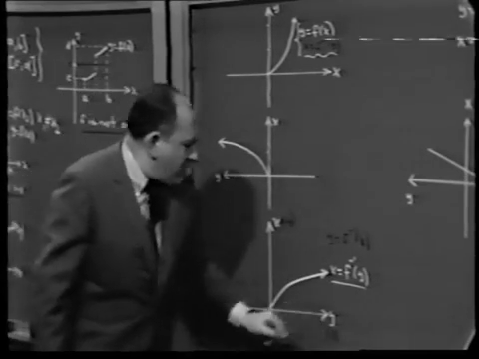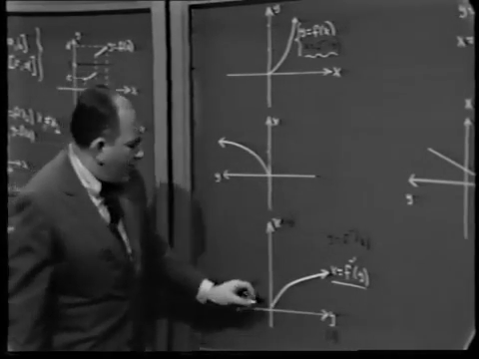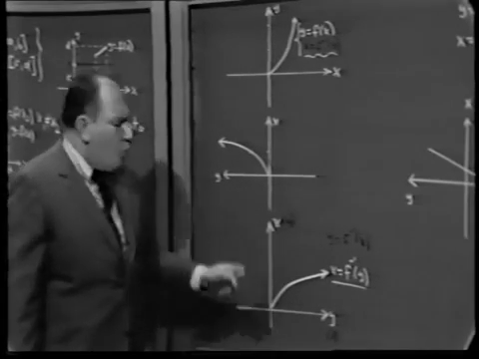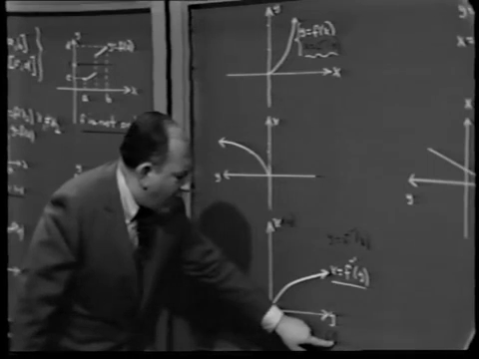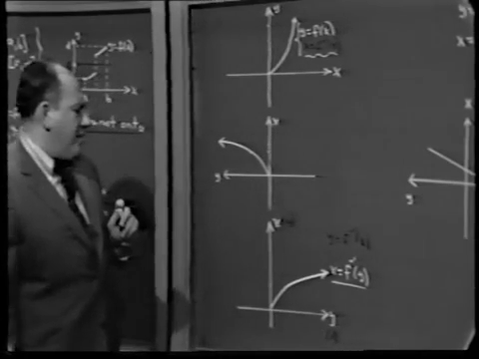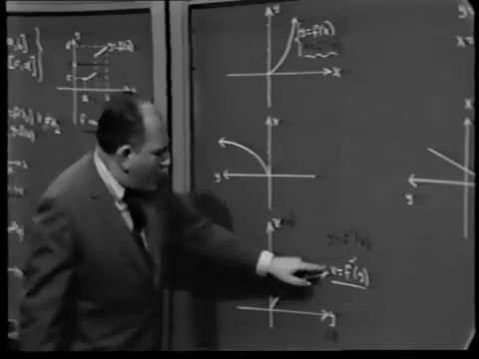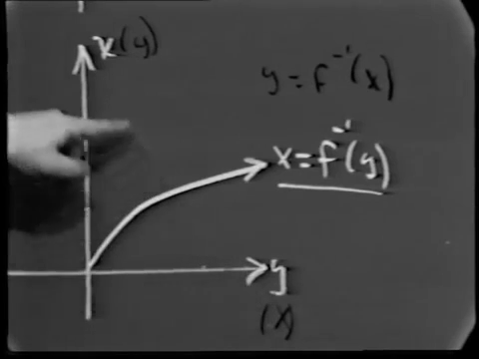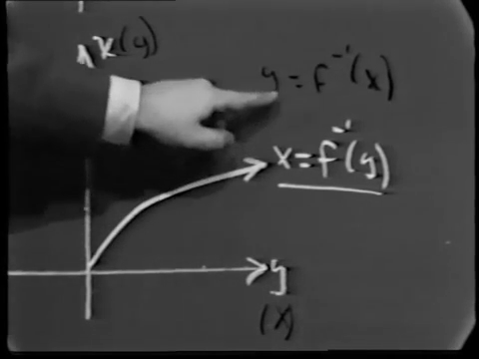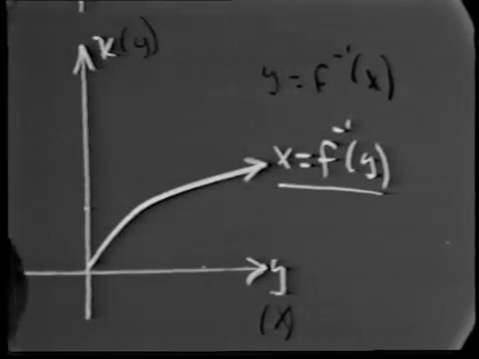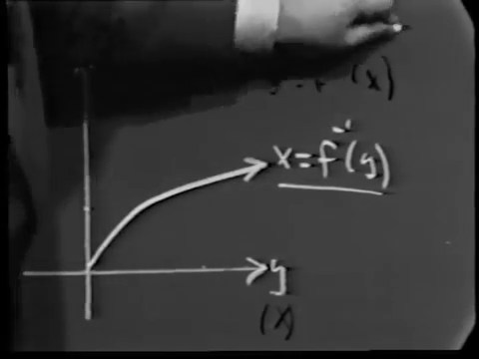Now you see, the next refinement is that the person says, look, I'm not used to calling this the y-axis. What's in the name? Why don't we always agree to call the horizontal axis the x-axis and the vertical axis the y-axis? And if I agree to do that, notice what happens just by changing the names of the variables. All that happens is that now this becomes y equals f inverse of x.